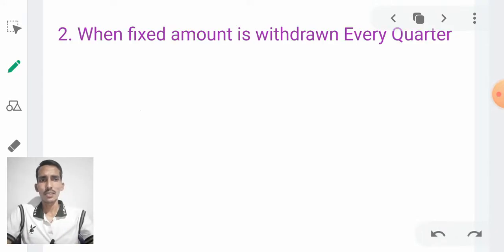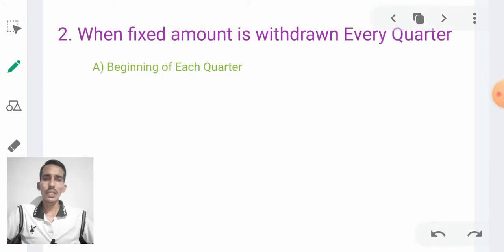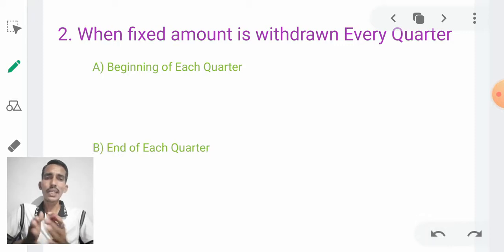Okay, see here. First we will discuss that there are 2 situations in quarterly. In monthly there are 3 situations. What are those? When a fixed amount is withdrawn at the beginning of every month, middle of every month, end of every month. There are 3 situations, but in the quarter method there are only 2 situations, beginning of each quarter and end of each quarter, right? Beginning of each quarter means once in 3 months.